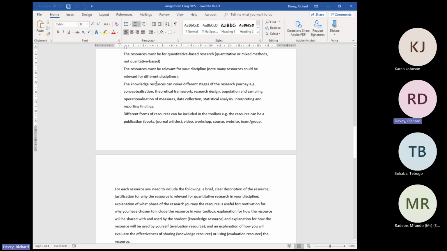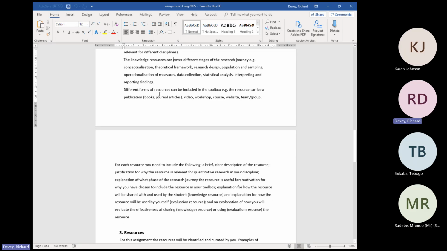Your knowledge resources can cover different stages of the research journey. It could be about the conceptualization of research, the theoretical framework, your research design, your population and sampling, operationalization of measures, data collection, statistical analysis, writing up results. They don't have to be on one stage only. So don't just choose resources which are about theoretical frameworks only. When we support students as supervisors, we need to support them at various phases of the journey, so don't restrict your knowledge resources to just one phase.